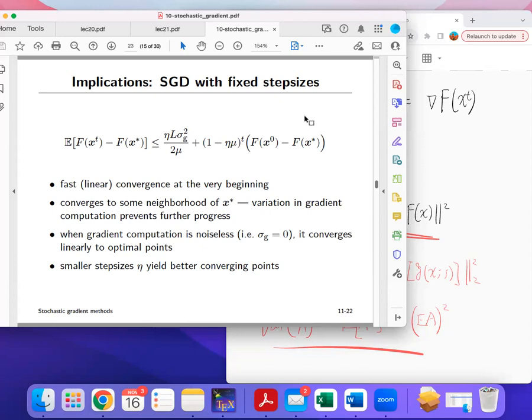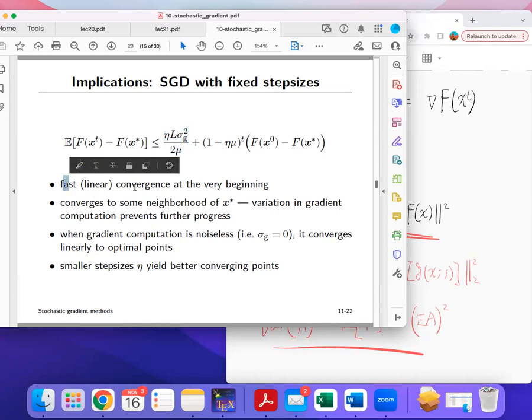And you can see the convergence result is different from the other results that we have seen before. In this result, if we let t go to infinity, if we run this SGD algorithm for many iterations, you can see that only the second term goes to 0. The first term is a constant, only depending on the step size eta and some problem parameters. So it means that this algorithm will converge, but only up to a constant error.